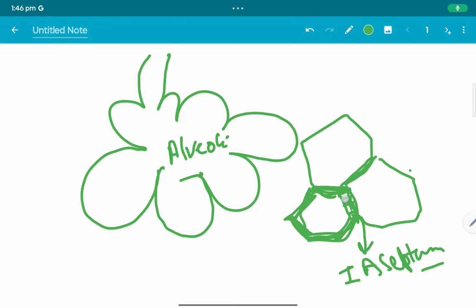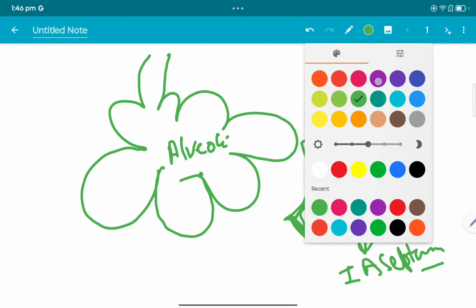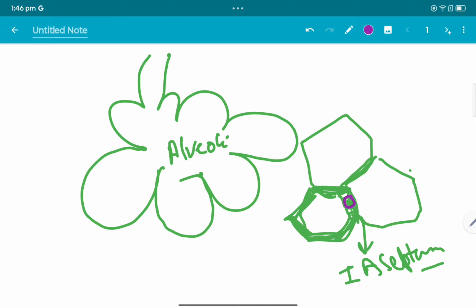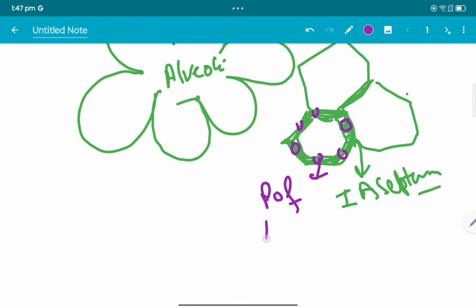Sometimes these septa are interrupted by pores. So what are these pores? These pores are called pores of Kohn. These pores are covered with surfactant.